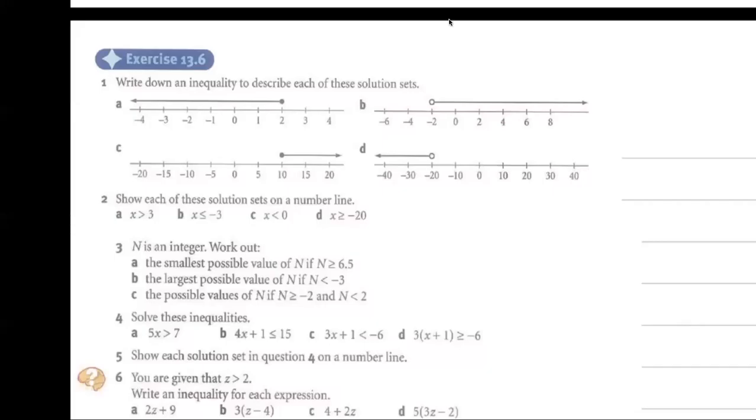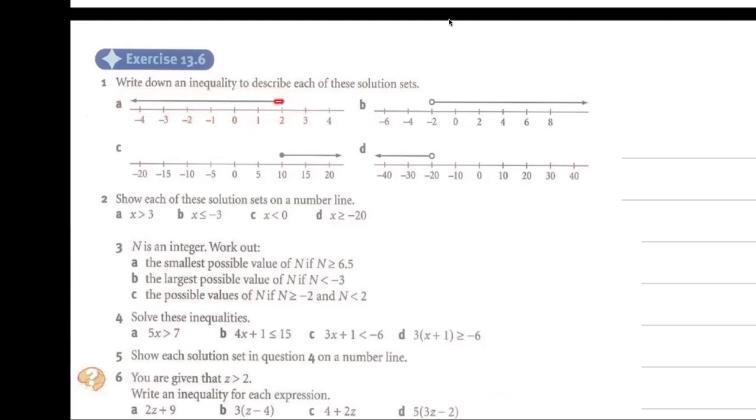Look at exercise 13.6. We are looking at inequalities. Inequalities means that the value of the unknown has a range. It is not equal to one particular answer or one particular number. So this is what we call a number line. When you have a number line like this, and they show you this one here, this represents an inequality.